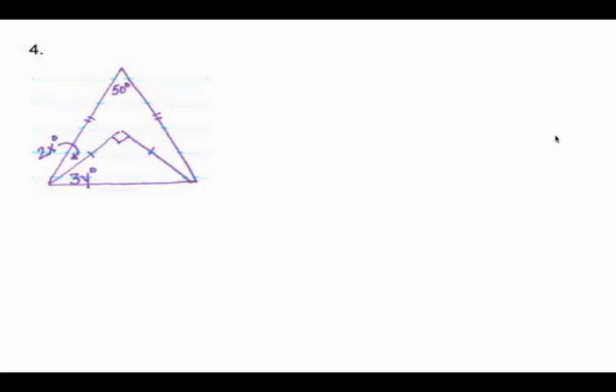Now our next problem has a triangle in a triangle, and I highly recommend when you get a complicated picture like this that you redraw the information. So we're going to start with the larger outside triangle. It has a vertex angle of 50 degrees. It has double slash marks on the left and the right.